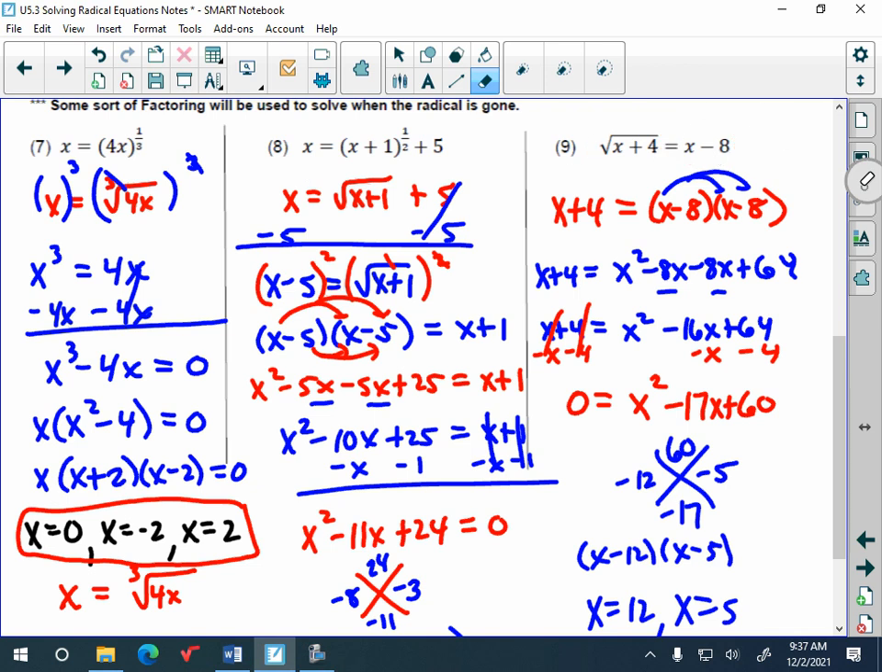Does 12 work? Yes, it does. Okay. So again, we can plug 12 here. 12 plus 4 is 16. The square root of 16 is 4. 12 minus 8 is also 4. Okay, so 12 works. Does 5 work? No. 5 plus 4 is 9. The square root of 9 is 3. 5 minus 8 is negative 3. Negative 3 and positive 3 are not the same. So 5 does not work. So the only solution is 12.